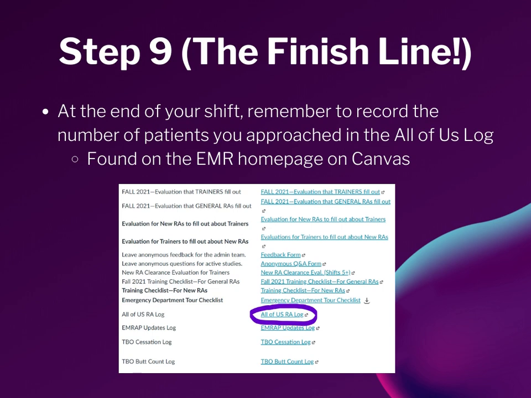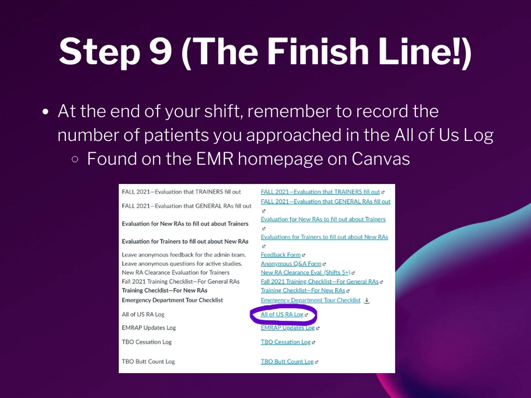This does not happen right after you enroll a patient, unless you enroll the patient at the end of your shift. While you're signing out on the Canvas page, you will be asked if you approached any All of Us patients, and it will take you to this All of Us RA log, where you will log the information on the patient that you approached. So please don't forget to do this at the end of your shift.